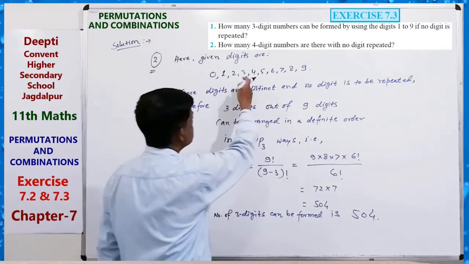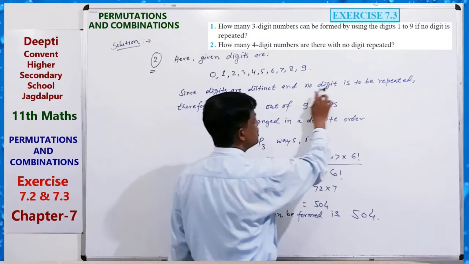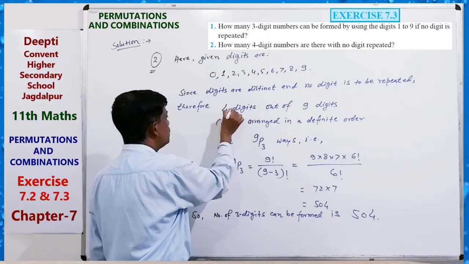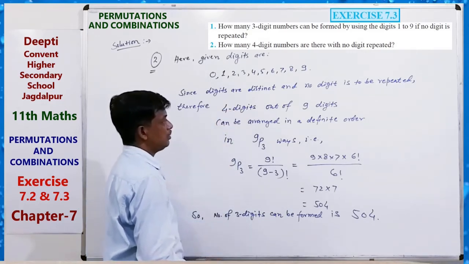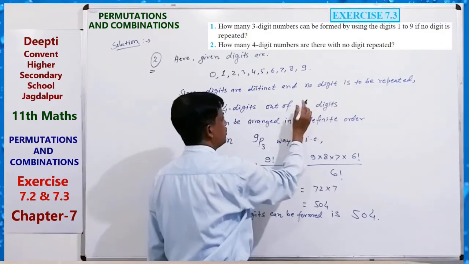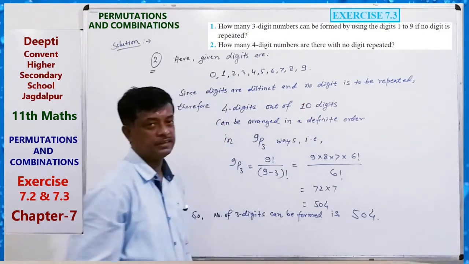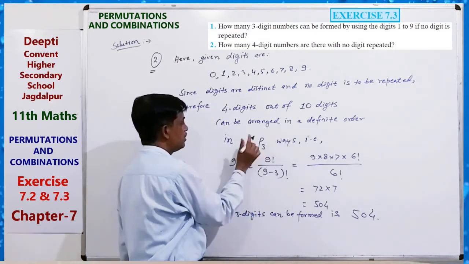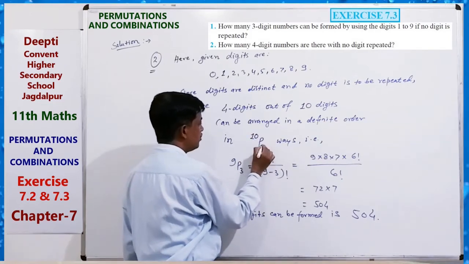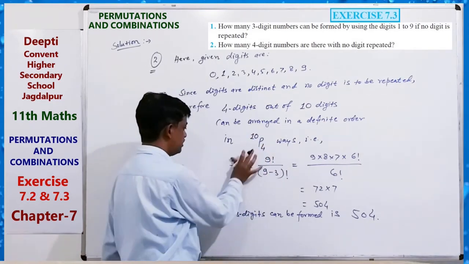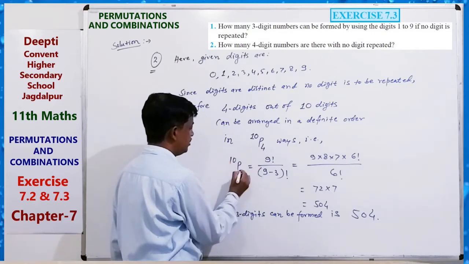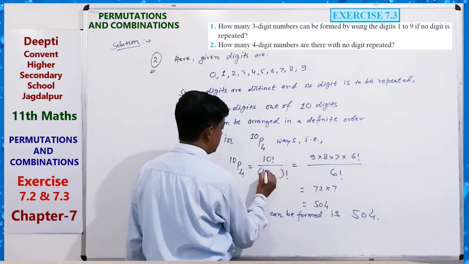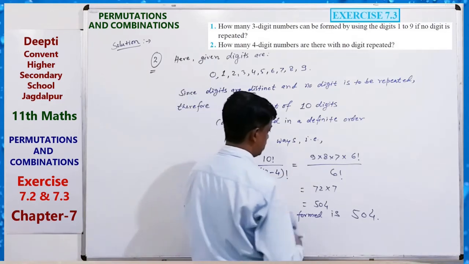Since all digits are distinct, and no digit is to be repeated in this question, therefore 4 digits out of 10 digits can be arranged in a definite order in 10P4 ways. That is 10P4, 10 factorial upon 10 minus 4 factorial.